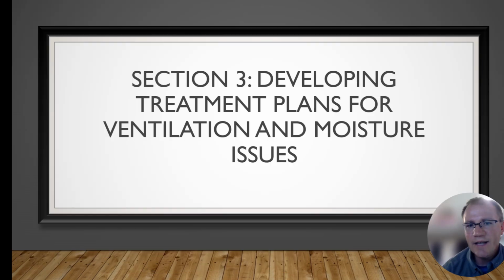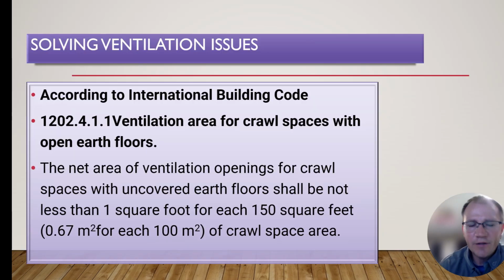That takes us to Section 3, developing treatment plans for ventilation and moisture issues. As we look at solving ventilation issues, I want to refer to something called International Building Code. I was actually introduced to International Building Code when I got my termite license in Georgia. I hadn't really previously looked at this, but I found some really good ideas in there.